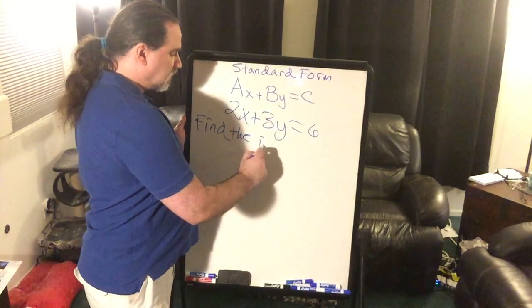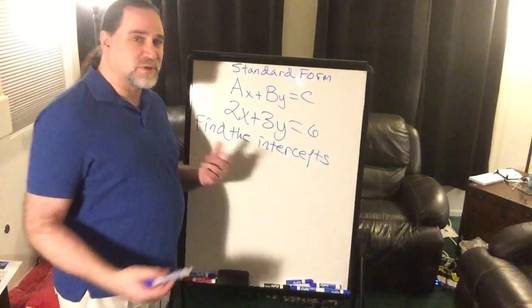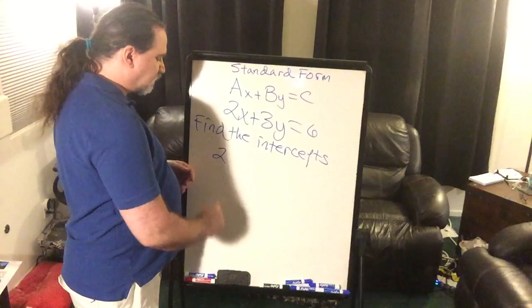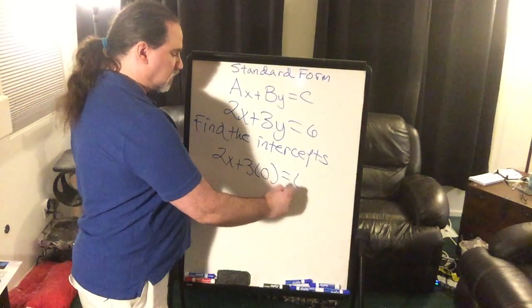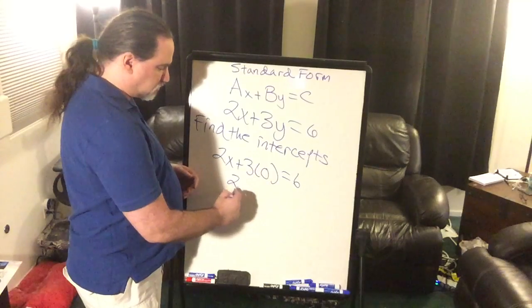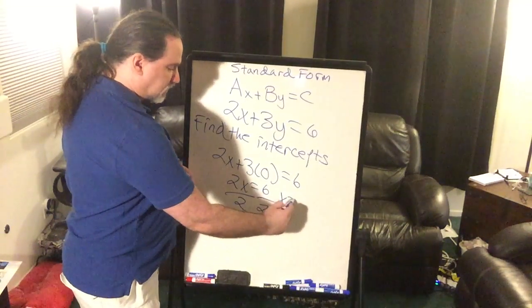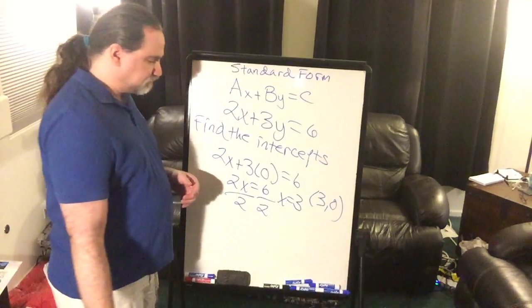Let's find the intercepts. Remember, when you're looking for an intercept, the other value is 0. So if I'm looking for the x-intercept, I make y a 0. Well, if y is 0, that term is just 0. So then it's 2x equals 6. I divide by 2, and x equals 3. And that means I have the point (3, 0).